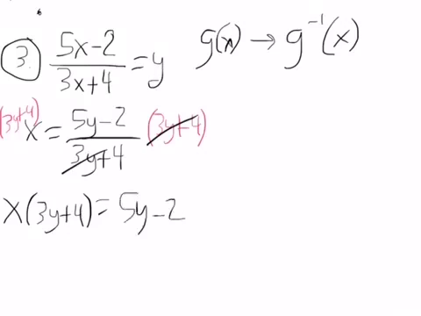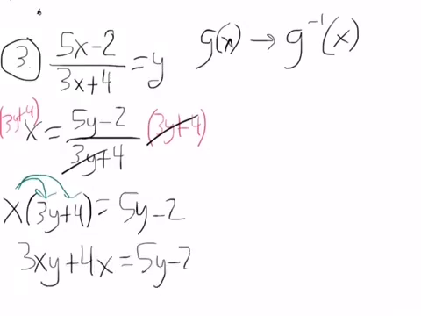And so now over here on the left, what I will do is distribute that x into there. So that x gets multiplied by both of those pieces. So this becomes 3xy plus 4x, and that's equal to 5y minus 2. And so now, again, my goal is to get y all alone. I have y here, I have a y here, I have y's all over the place. I want to get both y's on the same side and anything that doesn't have a y on the other side.